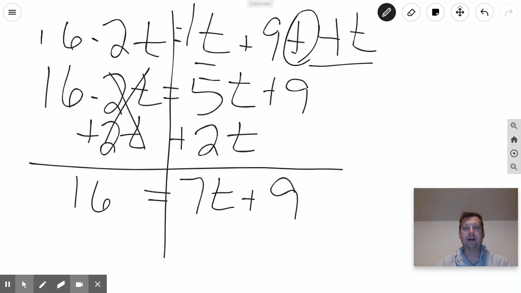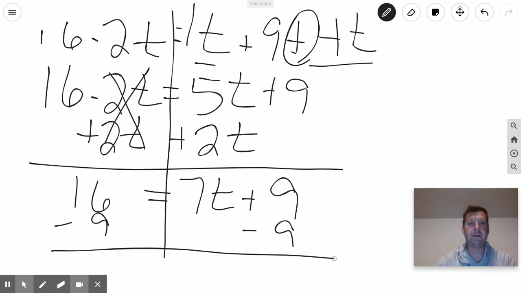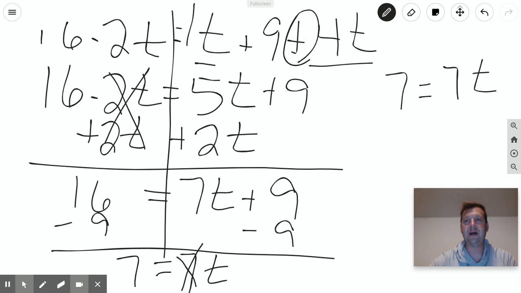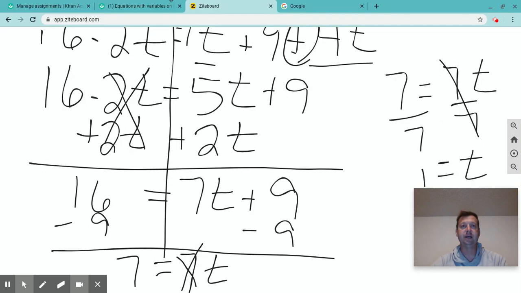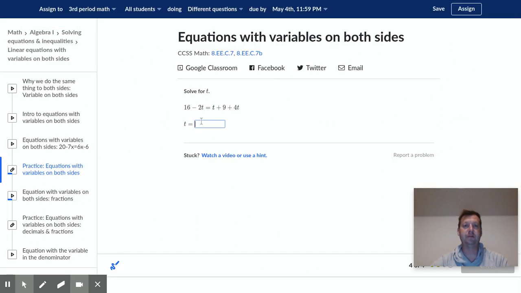Now I'm working PEMDAS backwards. There's no subtraction. There is addition, so I subtract 9. 16 minus 9 is 7. 7 equals 7 times t. I need to get rid of this 7, so I'm going to divide both sides by 7. So what I have is 7 equals 7t. I'm going to divide by 7 over here. Divide by 7 over here. Cancels. This equals 1. 1 equals t. And I get my answer of 1 equals t. I jump back over here and I put in my answer of 1. And we move on.